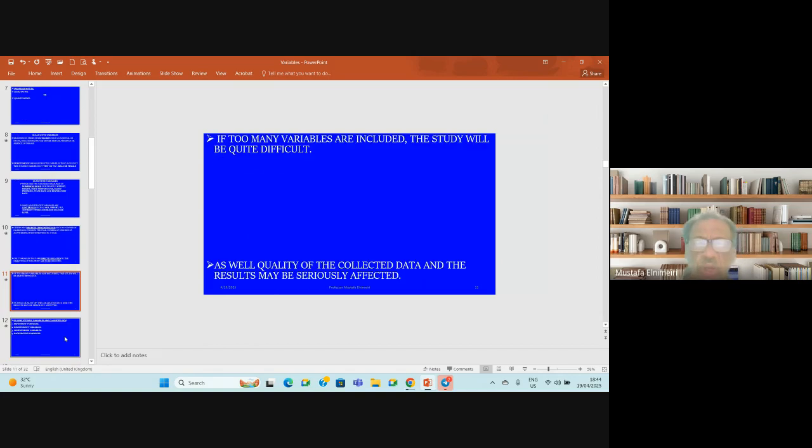Then, if too many variables are included, the study will be difficult, and there will be more problems in the data collection later on. As well, the quality of the collected data and the results may be seriously affected.